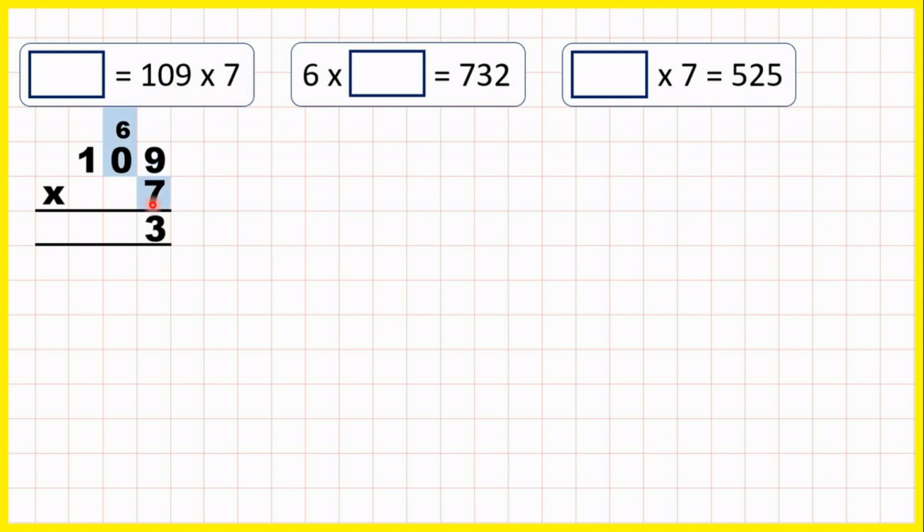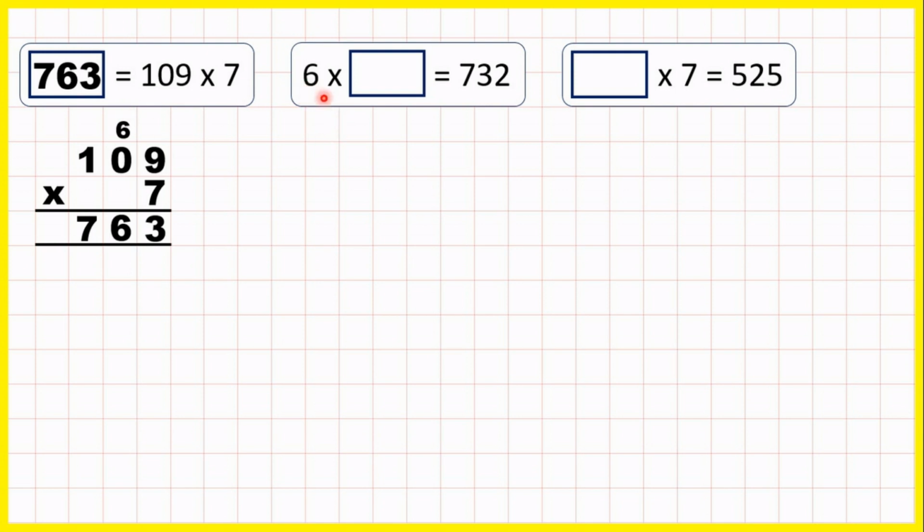So we can use short multiplication. 9 times 7 is 63. 0 times 7 is 0, plus 6 is 6. And 1 times 7 is 7. So our answer is 763.